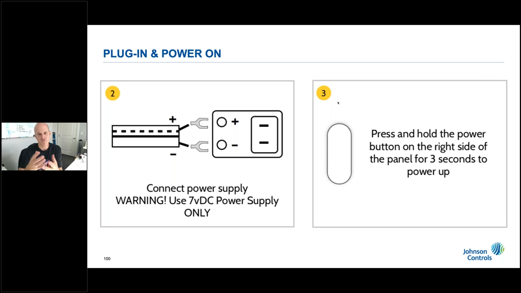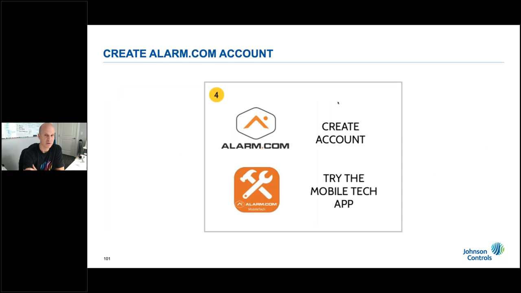Now, once you've got it mounted, whether it's table stand, base, or wall, you're gonna go ahead and power it up. Make sure your positive and negative are correct, and then press and hold the side button for 3 seconds to go ahead and power it up. By now, you're gonna wanna make sure your alarm.com account is created. You don't have to do it right now. You could have done it ahead of time, but if you haven't done it by this point, now's a good time to make sure your alarm.com account is created.